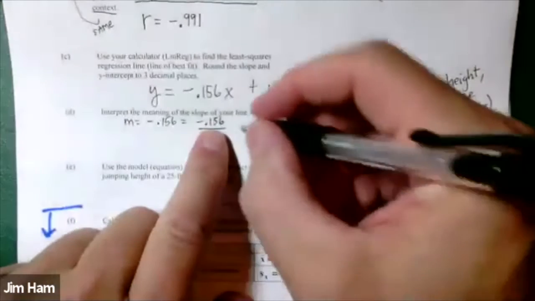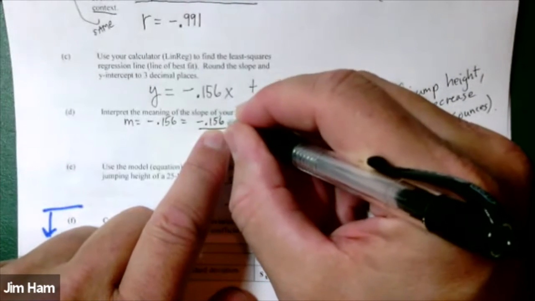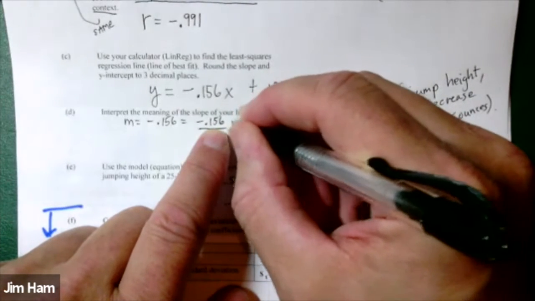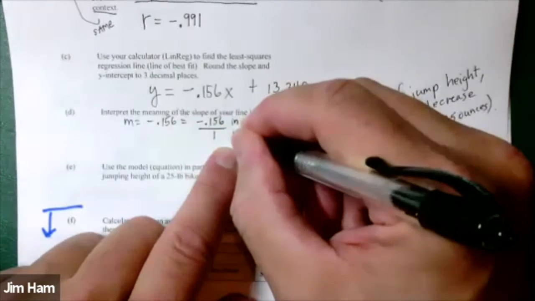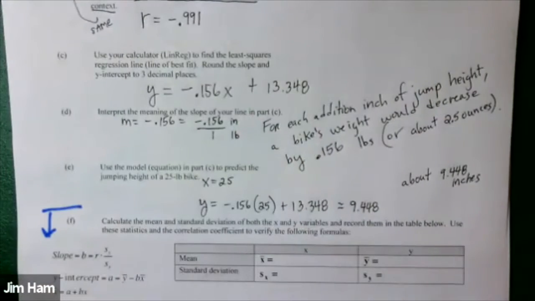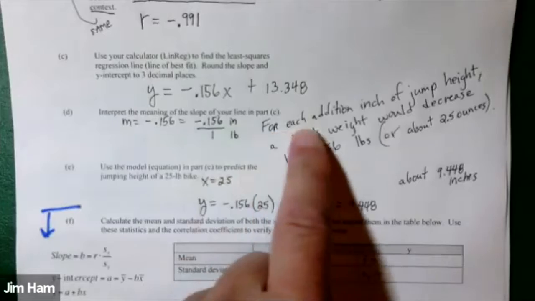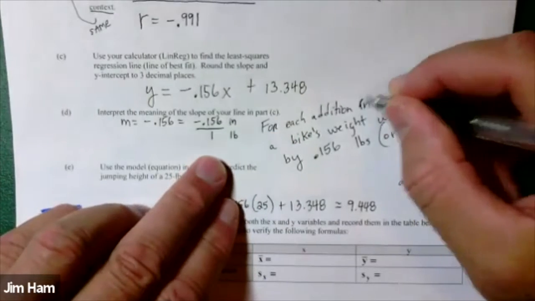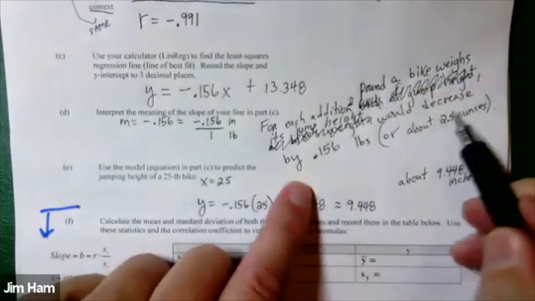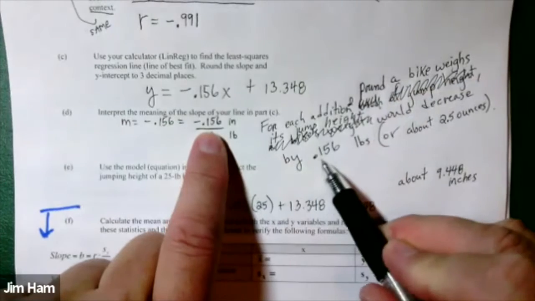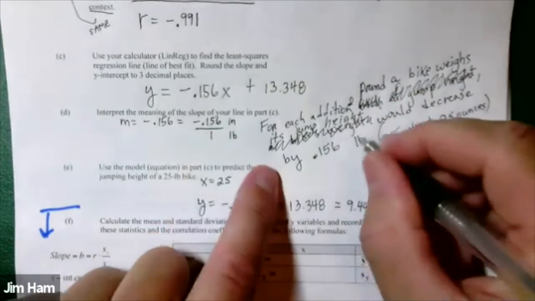So if you just write down the units, this Y value here is in inches. This is the jump height. And the bottom number is the weight of the bike in pounds. So if you use those two units, you'll pretty much have the interpretation of the slope. So here's how I wrote it. For each additional pound a bike weighs, its jump height would decrease by 0.156 inches.